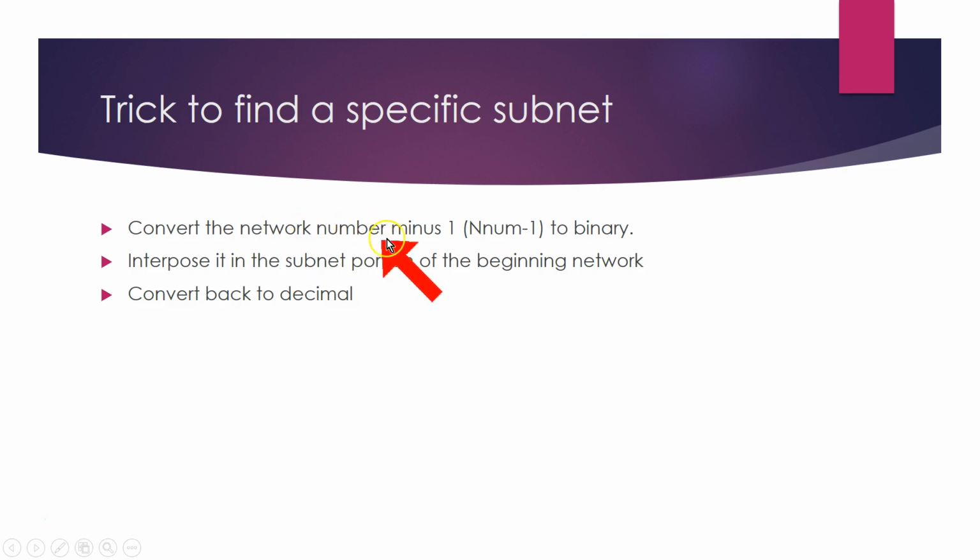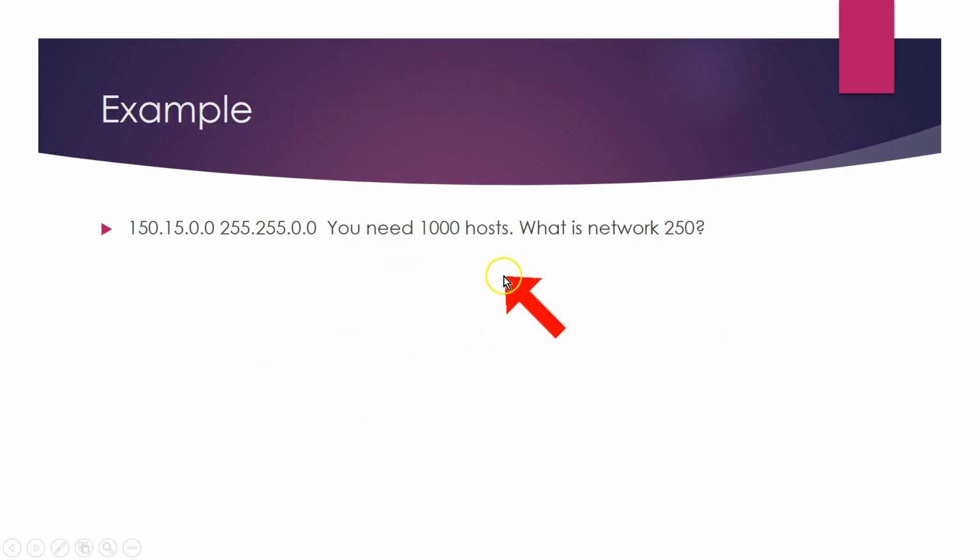And we'll take that network number and minus 1. I called it network number, nnum, minus 1. And we're going to convert that to binary. The reason we have to minus 1 is because we count as humans 1, 2, 3, 4, but the computer counts 0, 1, 2, 3. So we're subtracting 1 first and converting it to binary. Then we're going to interpose whatever this result is into the subnet portion of the network we started with. So then we're going to convert back to decimal. Let me show you what that looks like.